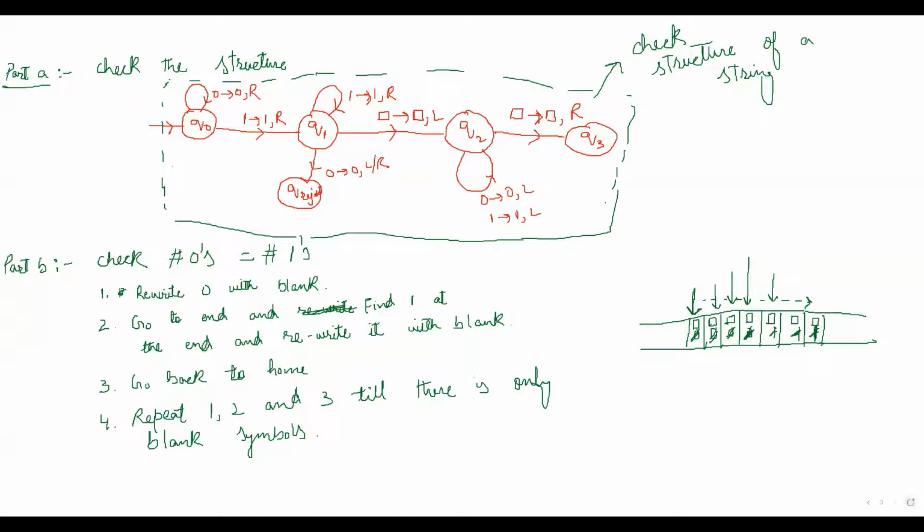So let me make a complete picture here. Basically we are in Q3. Q3 means we have completed checking the structure. So let's say Q3 is our home. What are we doing when we are at home? We check if it is 0, we will rewrite it with blank and move one position right. Then what we have to do is go to the end.